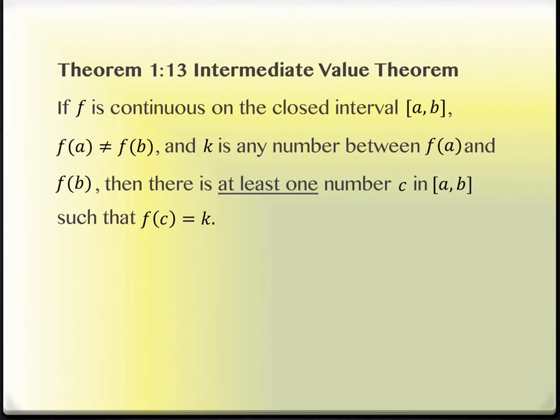If f is continuous on the closed interval [a, b], and the endpoints don't match, that's what f of a not equal to f of b means, they're at different heights. If k is any number between f of a and f of b, then there exists at least one number c on the interval [a, b] such that f of c is equal to k. It feels super wordy, but it's one of those, well, duh, when I draw the picture.